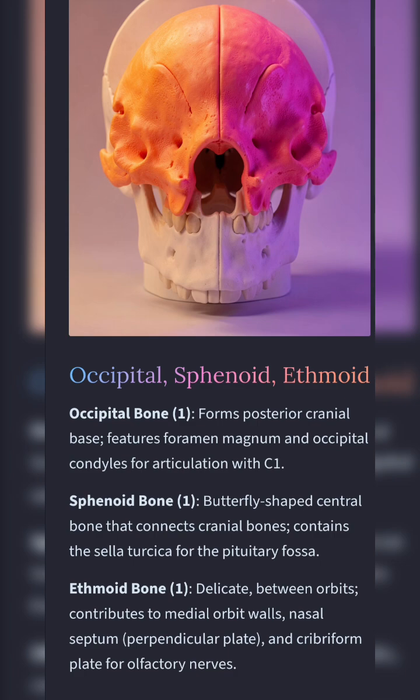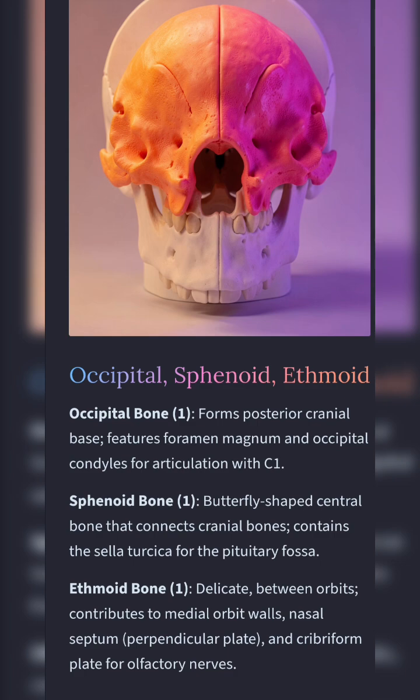Occipital, sphenoid, ethmoid. Occipital bone forms the posterior cranial base. Features foramen magnum and occipital condyles for articulation with C1. Sphenoid bone, butterfly-shaped central bone that connects cranial bones. Contains the sella turcica for the pituitary fossa.